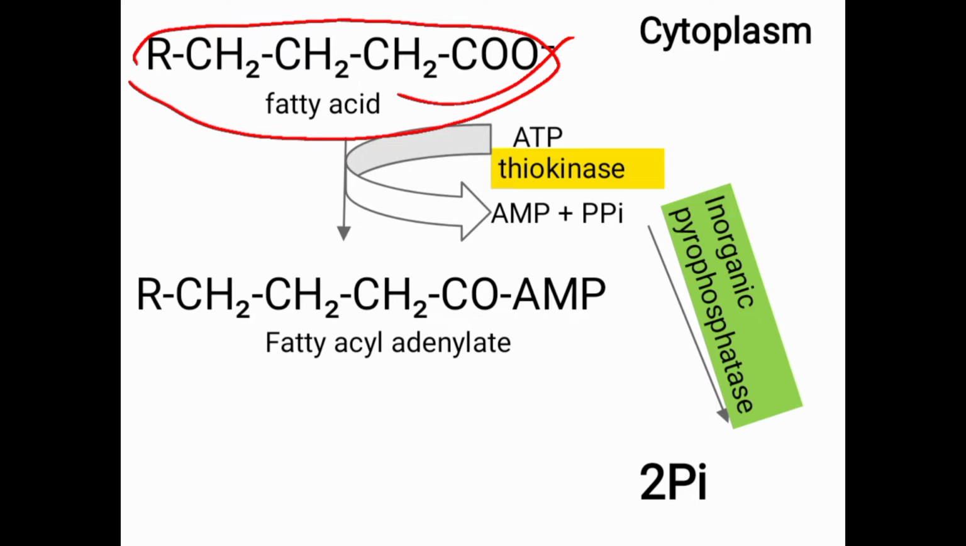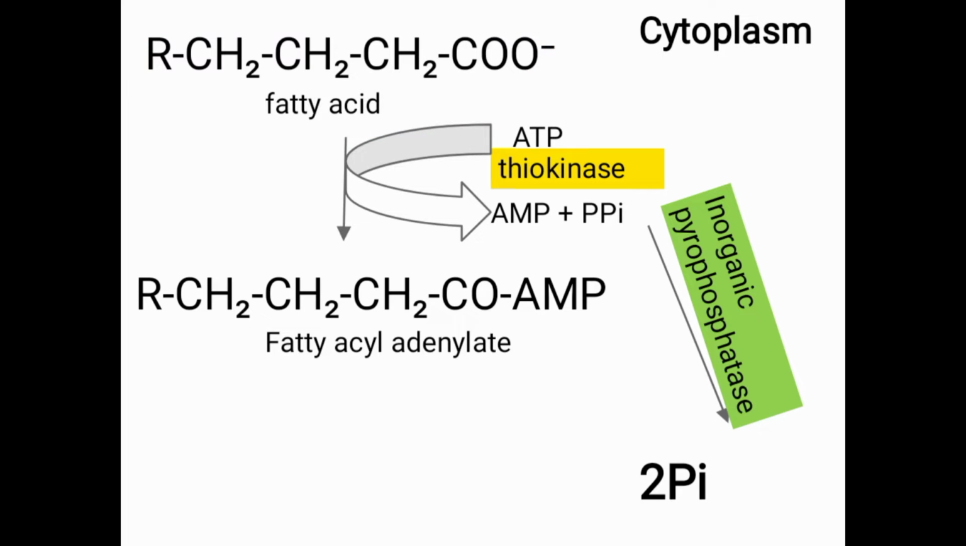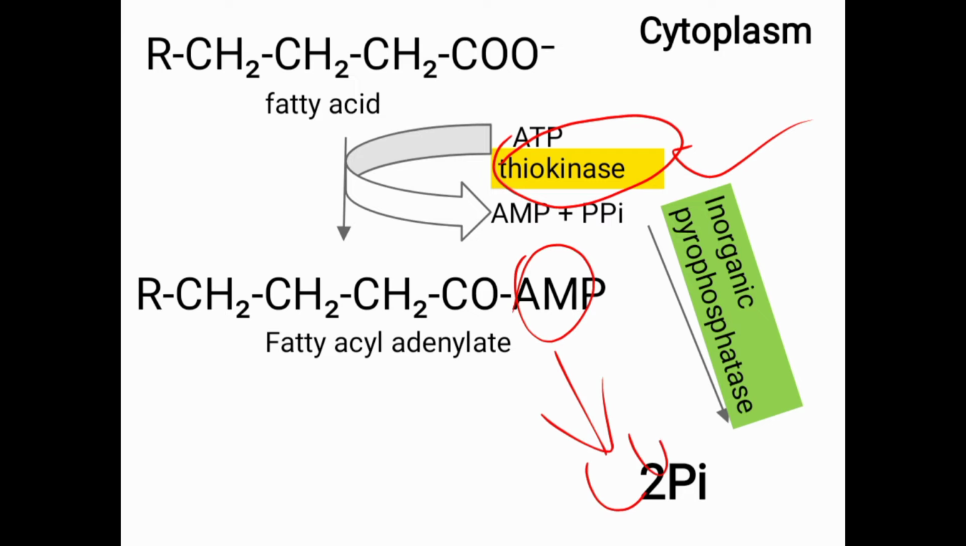So now to activate this, we need this enzyme called thiokinase or acyl CoA synthetase. This is called acyl CoA synthetase. So what this enzyme does is that the enzyme is catalyzing this activation process in two steps. First, to combine the fatty acid with AMP here. Then the next step, to combine it with the coenzyme A.